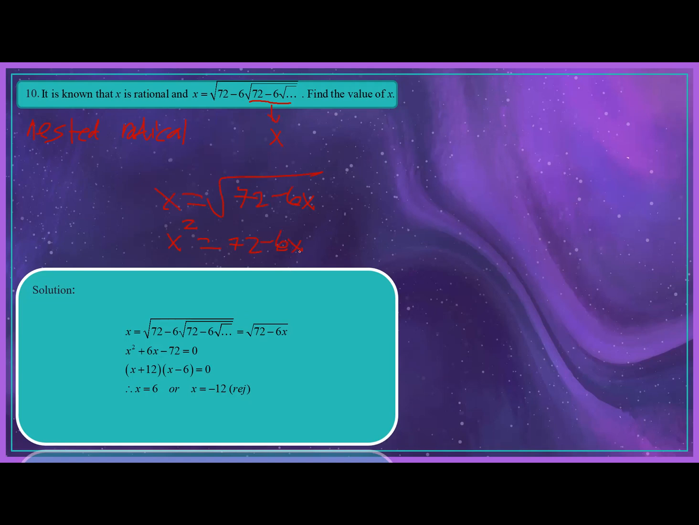Solving for x, you'll get x equals 6 and x equals negative 12. As we can see, x equals the square root, so basically that would result in a positive number. So you reject negative 12, and our answer here would be 6.